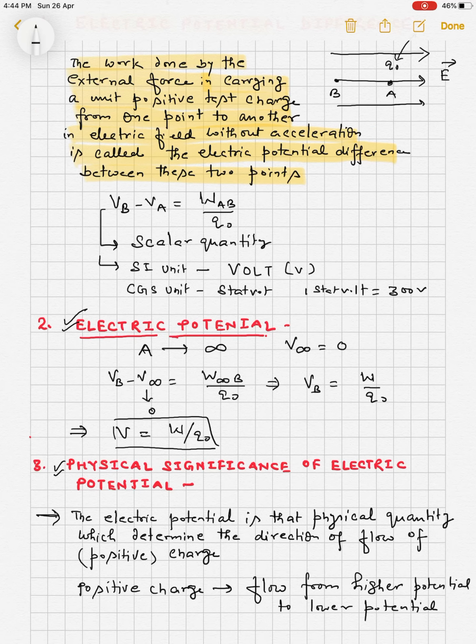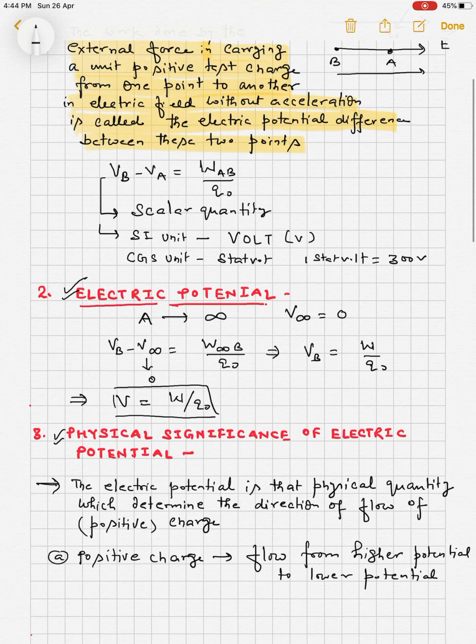So if two bodies which are at different potential are kept in contact, the positive charge will flow from the higher potential to lower potential, while in case of negative charge, it flows from lower potential to higher potential.